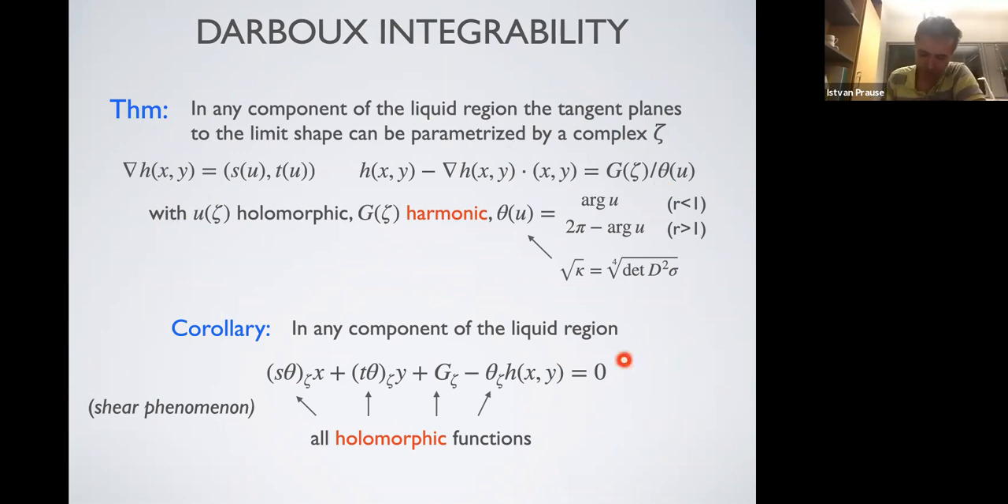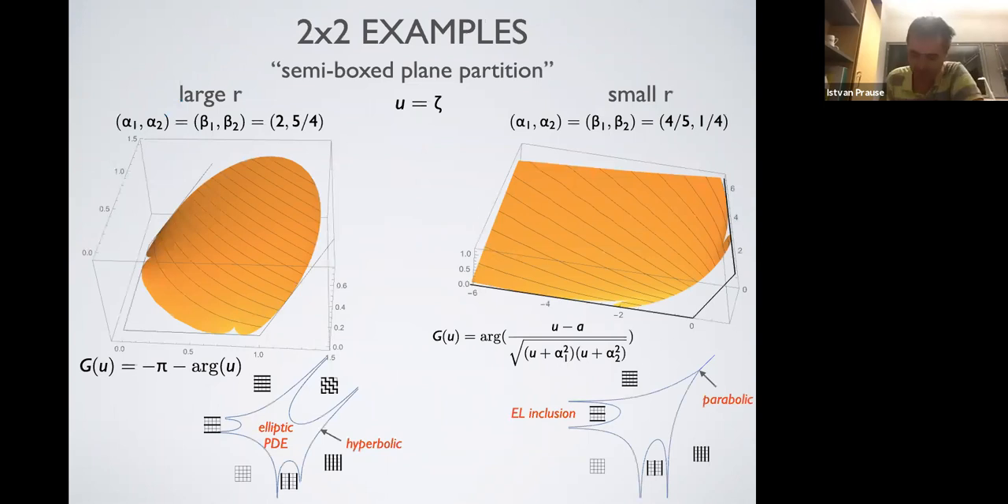And as a corollary, we obtain something which relates to the shear phenomenon. In that case, we have a holomorphic dependence in all these coefficients. These are some specific examples.